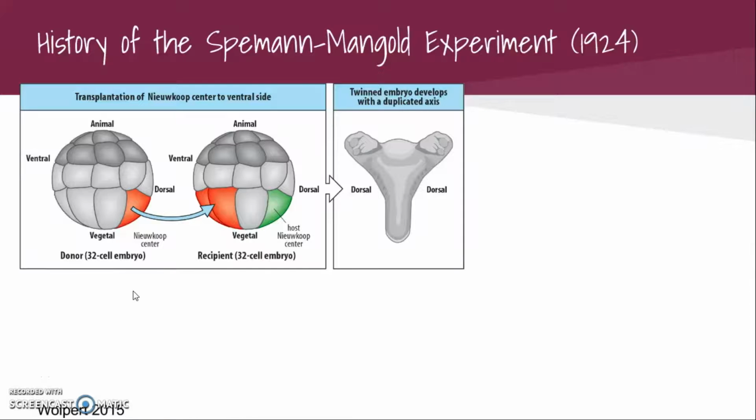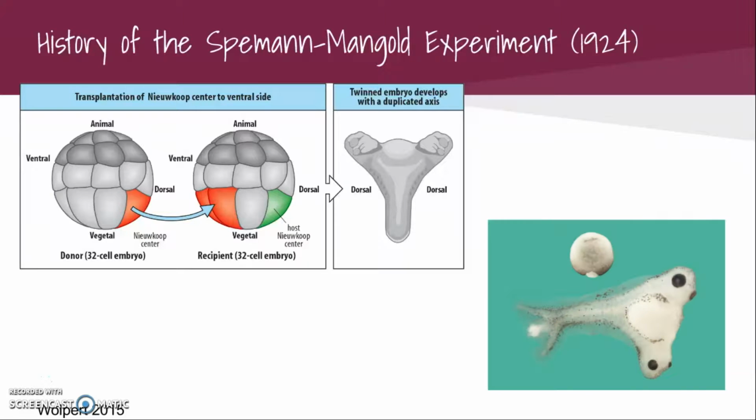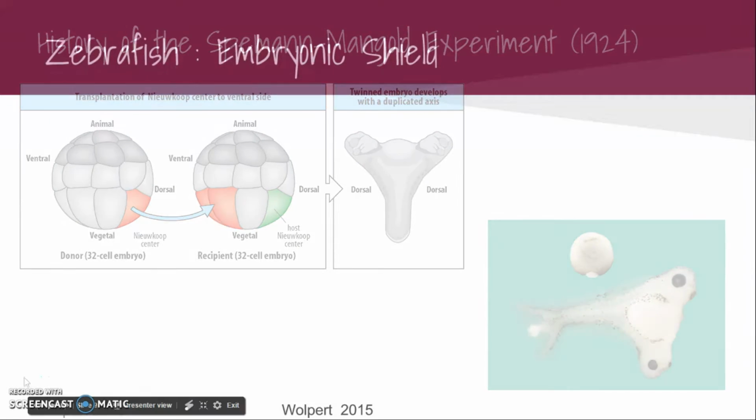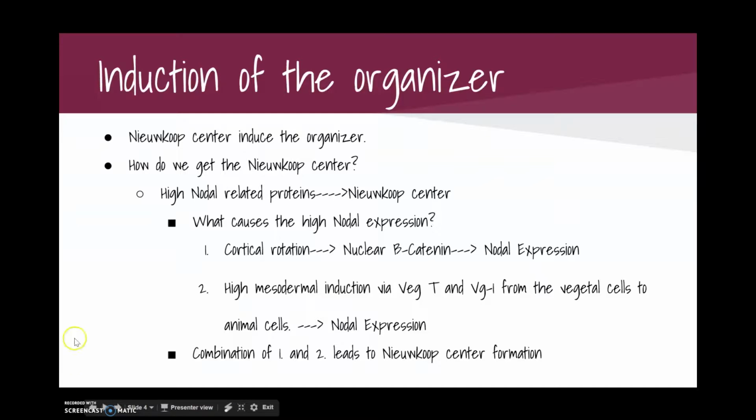Later, scientists further tested the theory of embryonic induction by organizers through the creation of a twinned Xenopus embryo, as we can see on the right side of the slide. Induction of the organizer: the Nieuwkoop center induces the organizer.